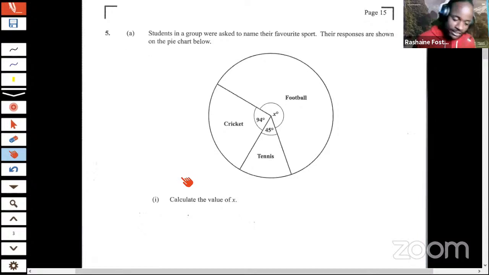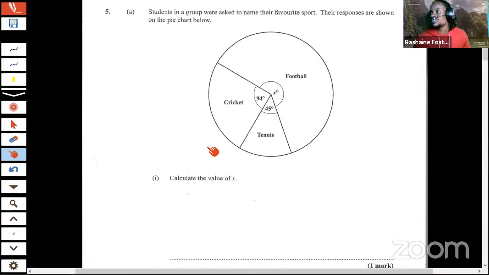And I'll give you a little chance here to try to work this out. So students in a group were asked to name their favorite sport. Their responses are shown on the pie chart below. And for the students who are in my class, you don't have to focus on writing down all of the question because I will provide you with the document with the answers afterwards. For those who are on YouTube, of course, you can pause the video here and write down anything that is important to you.